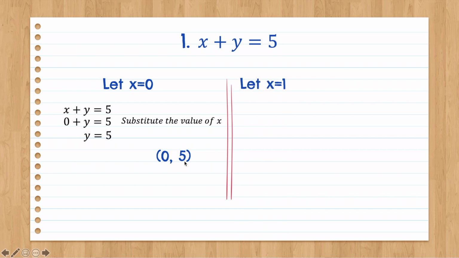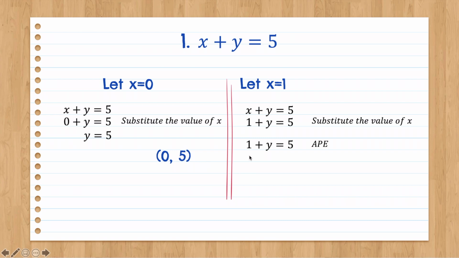And then you assign another value for x. You have x is equal to 1. So, ganun na naman yung process. Yung x, papalitan lang natin ng 1 kasi yun yung naka-assign na value. So, you have 1 plus y is equal to 5. And then you have this one. So, ang goal natin is mahanap yung value ng y. Problem is, meron ka pang 1 dun sa left side of the equation.